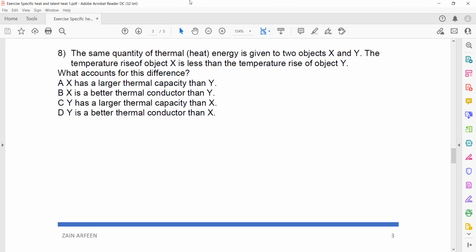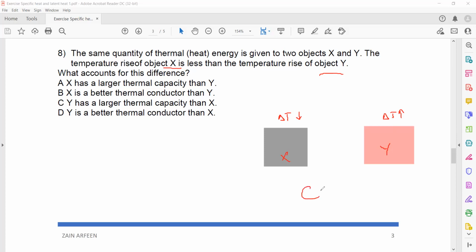If we supply the same amount of thermal energy to two objects X and Y, so we have, for example, two objects, one is X, another one is Y. The temperature rise for X is less than the temperature rise for Y. So the temperature change for X is smaller as compared to the temperature change for Y.